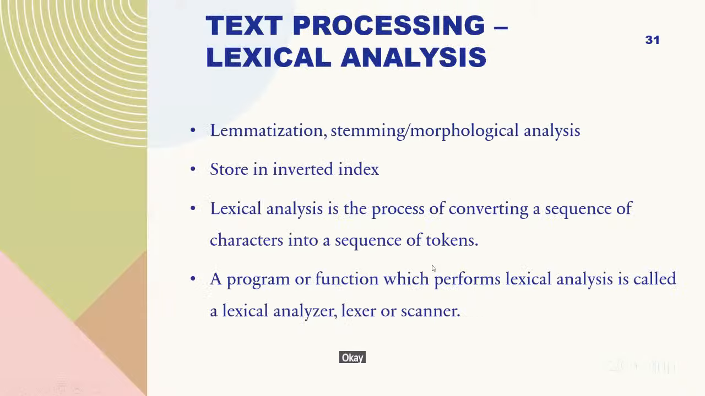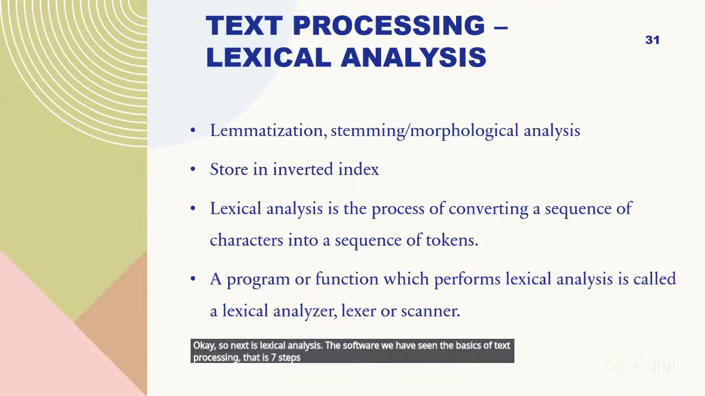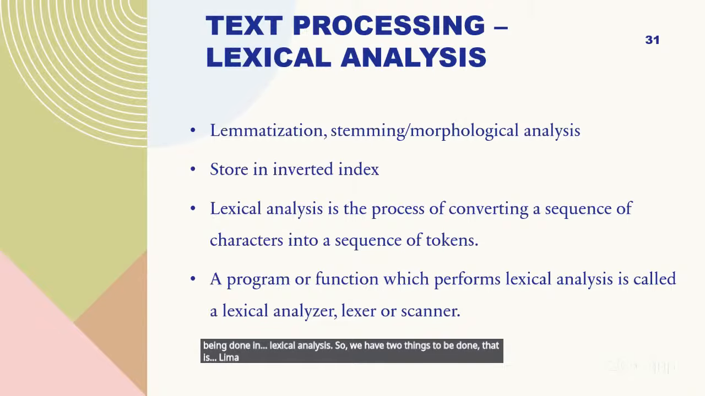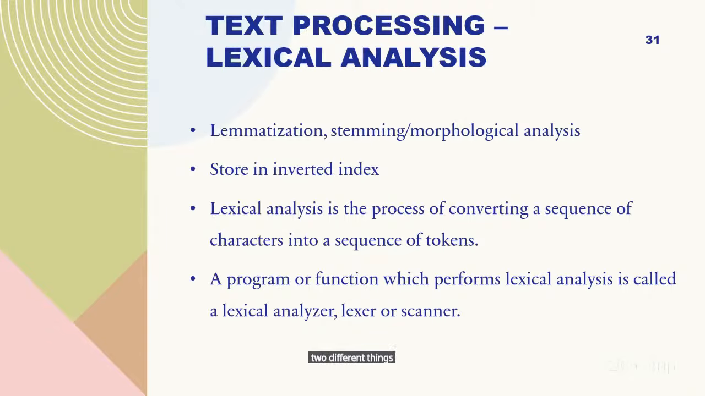Okay. So next is lexical analysis. So far we have seen the basics of text processing, that is 7 steps that are involved in text processing. Now we are going a little deeper to know what is actually being done in lexical analysis. So we have 2 things to be done, that is lemmatization and stemming, or morphological analysis. The 2 different things we are going to see in detail.